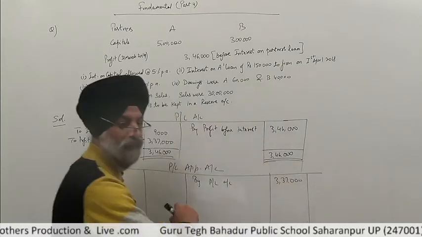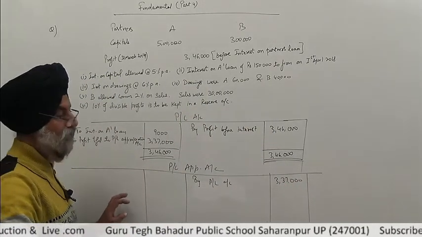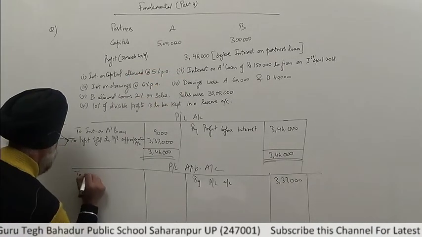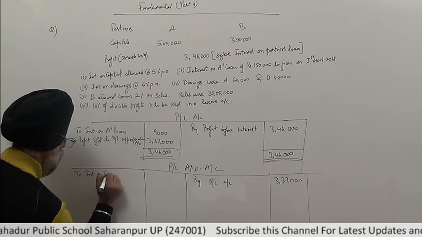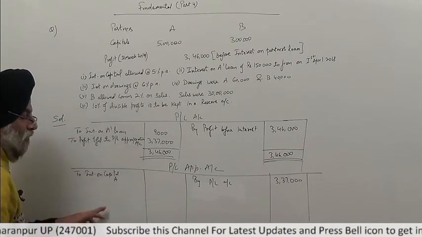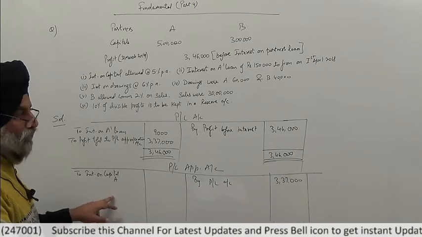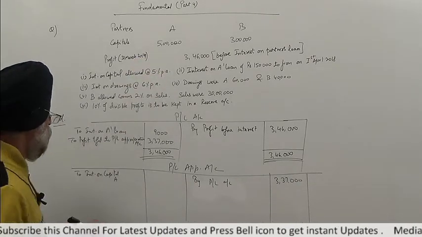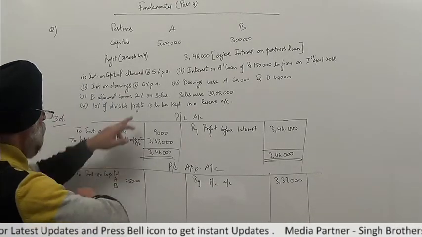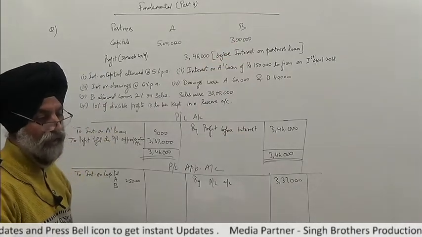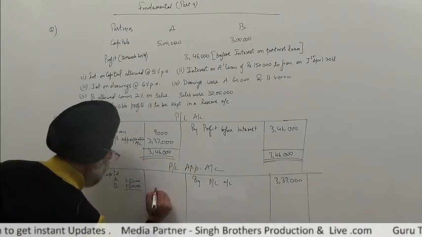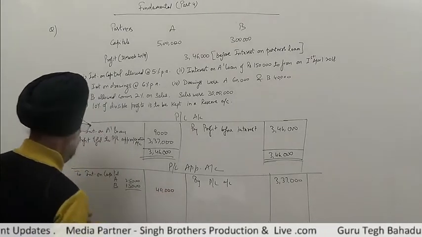Now charge interest on capital. This is given as 5% on the capital, so charge interest on capital. For partner A, it is rupees 25,000, 5% of 5 lakh. For B it is 5% of 3 lakh, means 15,000. Total interest on capital is rupees 40,000.